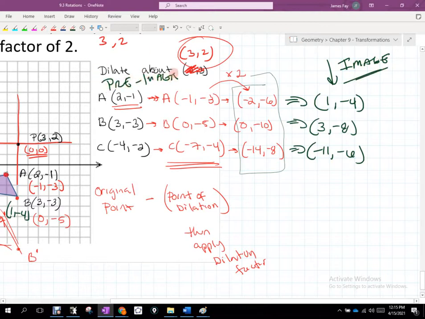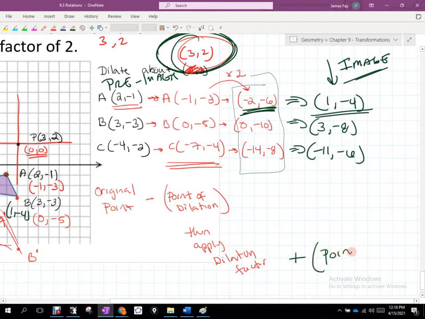Okay, now just real quick, how can I go from these numbers here to these numbers if I look at that? Add them back in, right? You remember we took them out originally, right? We took the original points minus the point of dilation, applied the dilation factor, and now we're going to add back in the point of dilation.